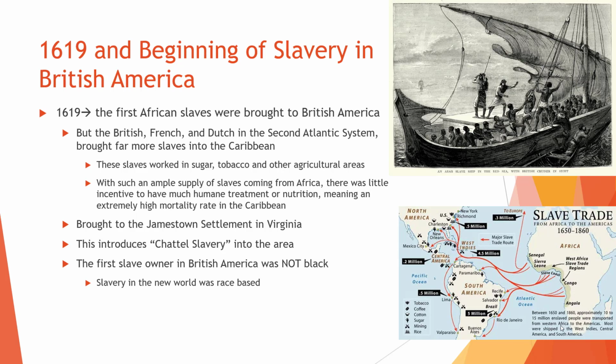The first slave owner in British America was not black. Slavery in the New World was largely race based. Were there some instances where you did have this occur? Yes. Some of it was much more in Louisiana because of some strange things with society there that were different than much of the rest of the country. But this was very much largely race based because if you just think about it, it wasn't like you were bringing a lot of slaves from Europe over here. It was from Africa. So 10 to 15 million people, largely from West Africa, coming this way.